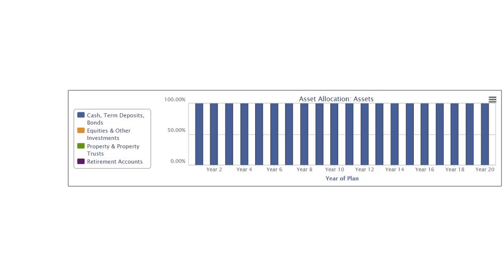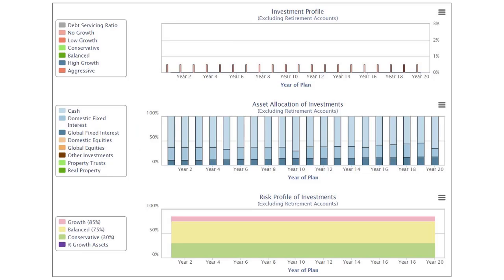On the Chevron Reports Plan Outcomes, detailed information is available in both data and graph view. Note that the interest-earning assets held in the Managed Funds account have been allocated to cash, term deposits and bonds. Also note that there are no growth assets and the investment profile is no growth.